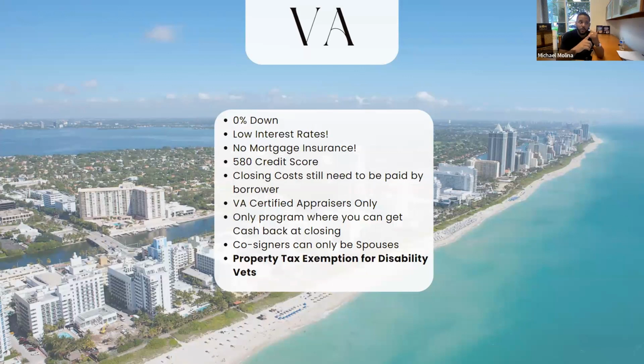So without any mortgage insurance, without any property taxes, your pre-approval could be much, much higher than somebody else that's doing FHA or conventional, because there's two things that you're not paying for. If you're 100% disabled, you're not paying for those property taxes. And of course, VA comes already with no mortgage insurance. So pretty cool.